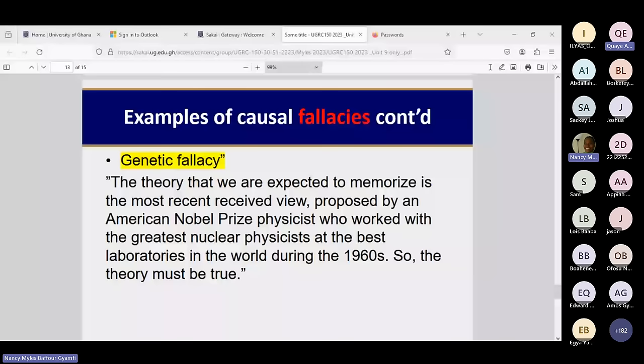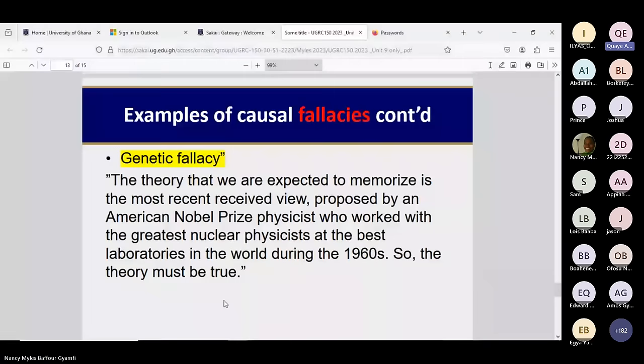Genetic fallacy. Examples of causal fallacies. The theory that we are expected to memorize is the most recent received view, proposed by an American Nobel Prize physicist who worked with the greatest nuclear physicists at the best laboratories in the world during the 1960s. So the theory must be true.